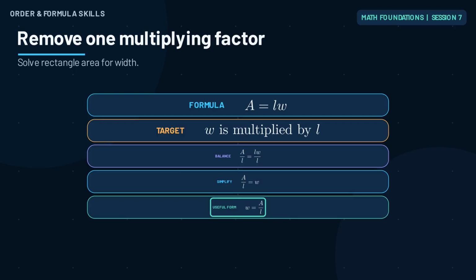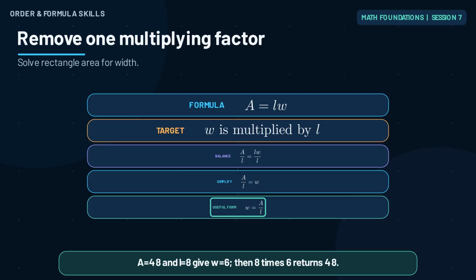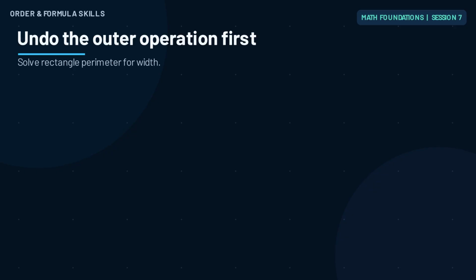If area is 48 and length is 8, width equals 6. 8 times 6 returns the original area of 48. The inverse operation removed the factor attached to W. Two-step rearrangements undo the outer operation before the inner one.